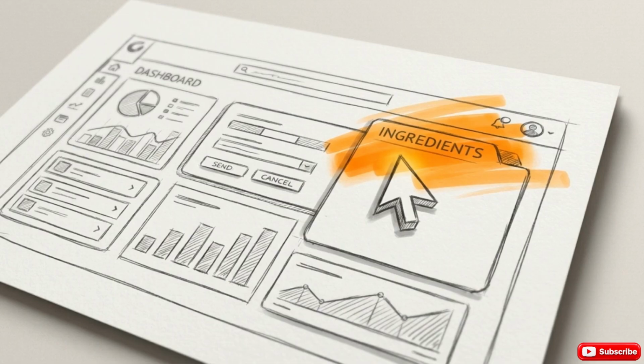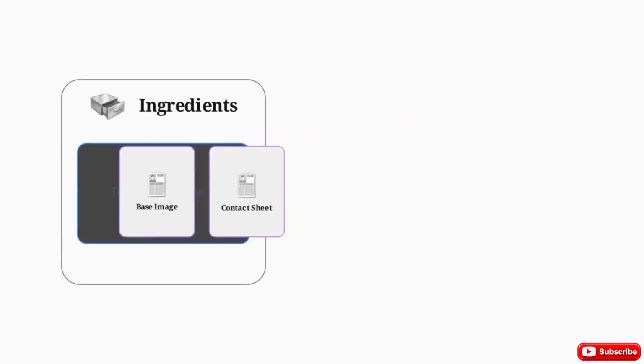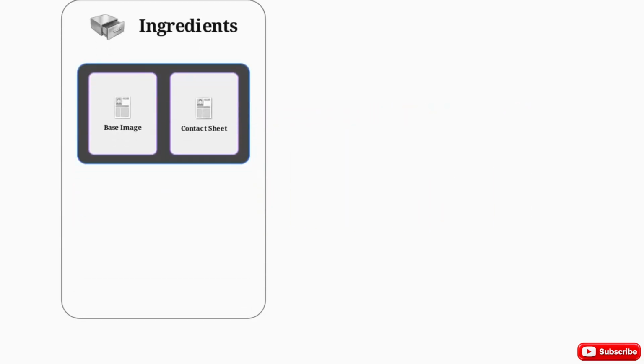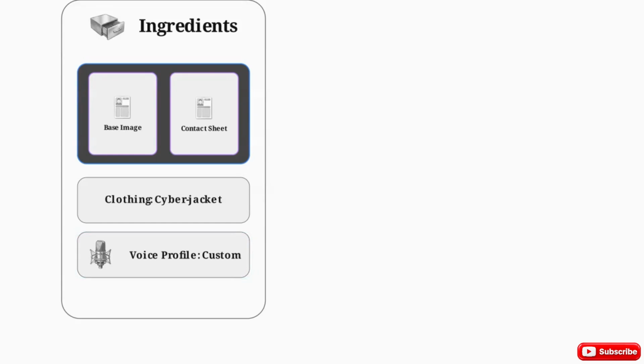Step 3 takes us into the Google Flow interface. Open a new project and locate the Ingredients drawer. Import both your base image and contact sheet into this drawer. You can also add clothing descriptions or record a custom voice.